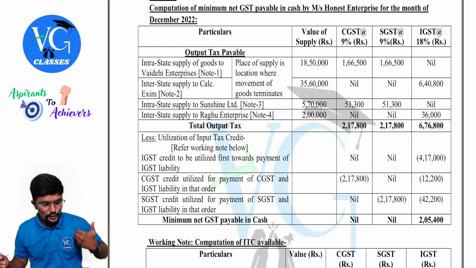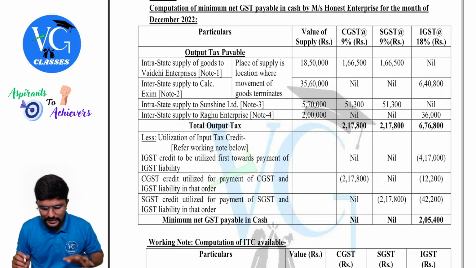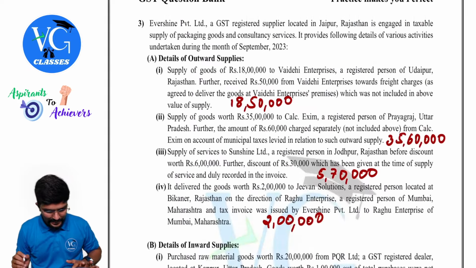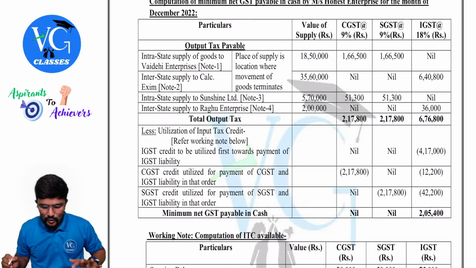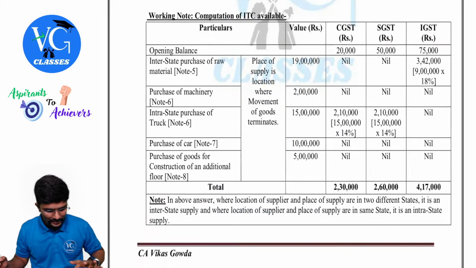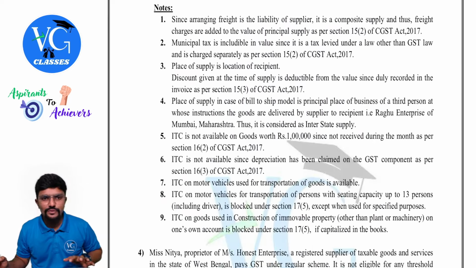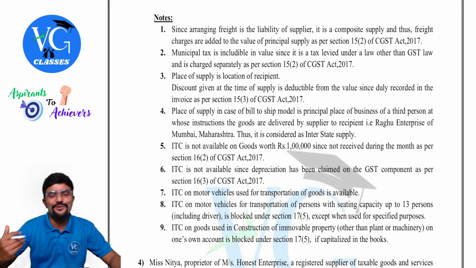Intrastate supply of goods to Vaidevi Enterprises: 18 lakh 50,000 including the freight, guys. I already wrote it for you. On that, CGST and SGST of 1 lakh 66,500 each, 9% each, guys. And I have given a note for it. Observe. For so many notes, sir? Yes, guys, you have to give it.